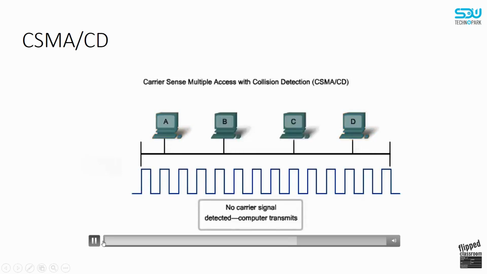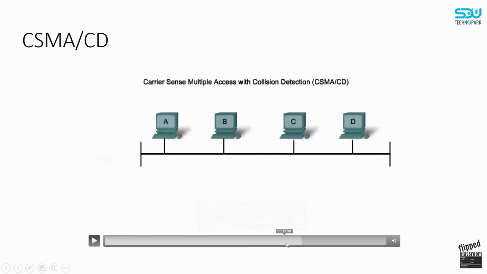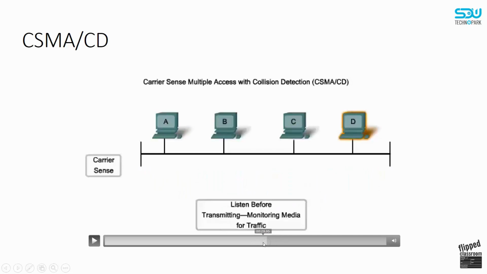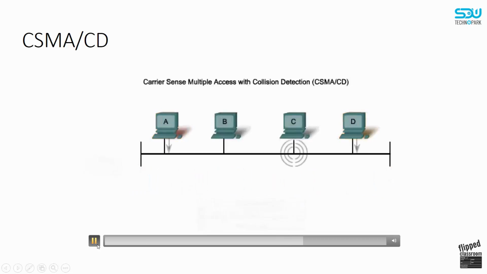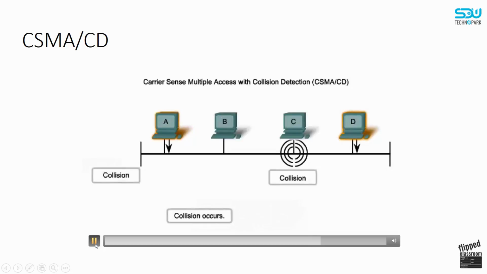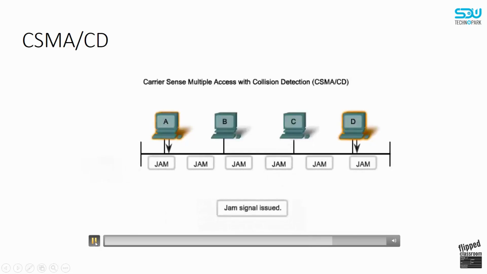And now in our example, we have a situation where computer D and computer A are listening for the media at the same time, and they understood that there is no communication happening right now, and when they start to send information, their signals collide with each other, and there is the jam signal for all of the devices. All of the devices understand that.